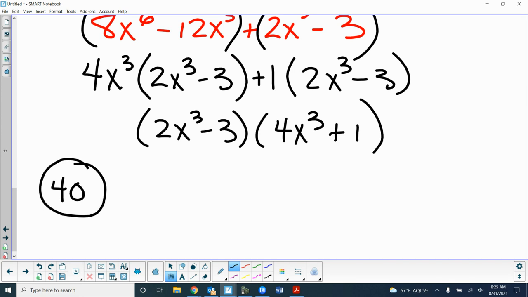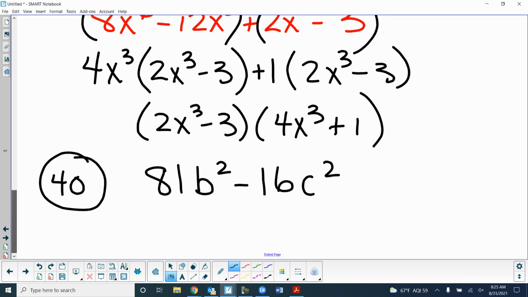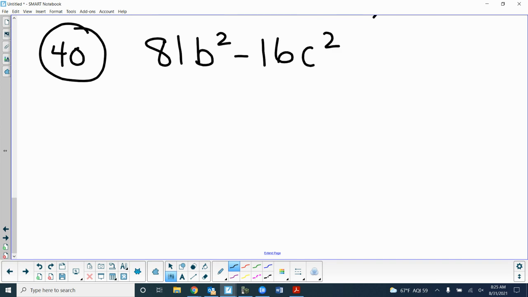All right, 2 more. We might be able to get them both done. 81b squared minus 16c squared. Is there a GCF? There isn't, is there? Is it a difference of squares? Are they both perfect squares and a minus between them? Yeah, it is one of those, right? Okay. They have to have even exponents, and then, 81 and 16 are perfect squares. So I make 2 sets of parentheses when I recognize it's one of those. And then all I do is take square roots.